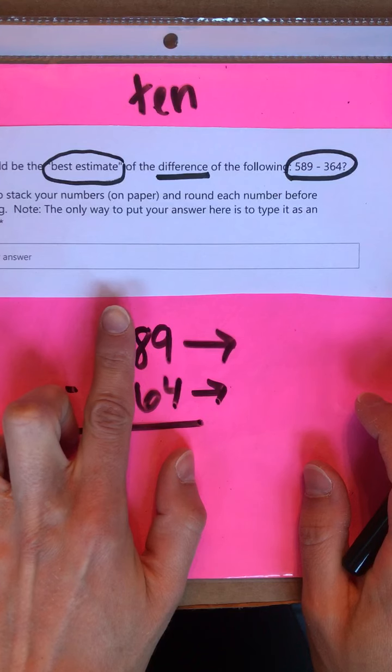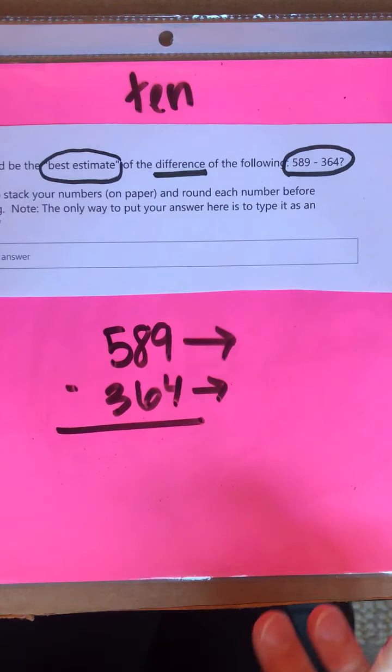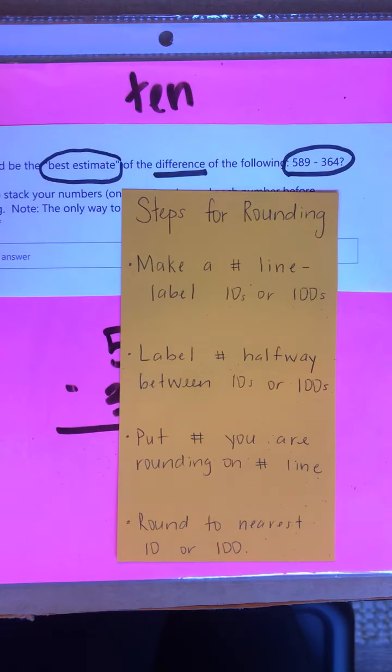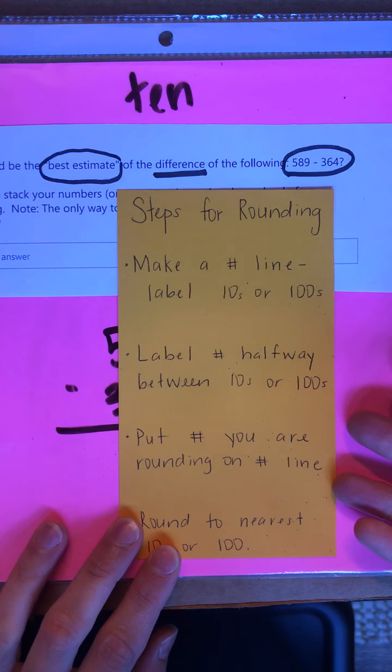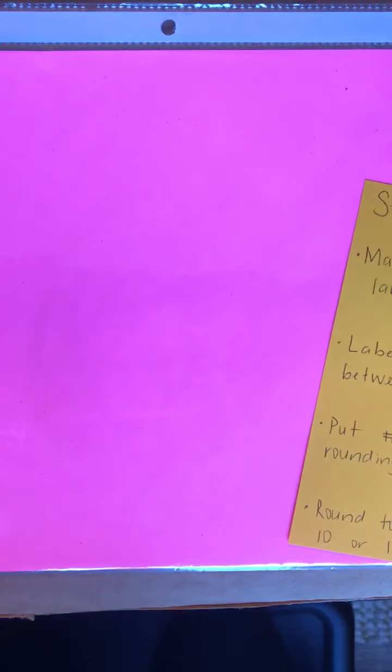Cover up your hundreds, right? Pretend that they're not there and then add them back in when it's time. Okay, friends, here are your steps for rounding. Pause the video and I'll set you up with number 6 when you press play. Okay, friends, great job working through number 5. Let's take a look at number 6 together.